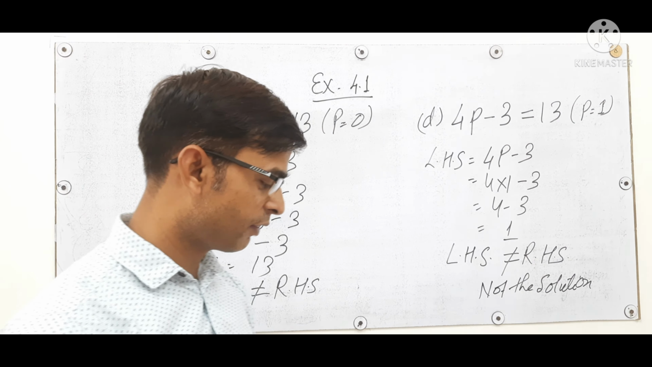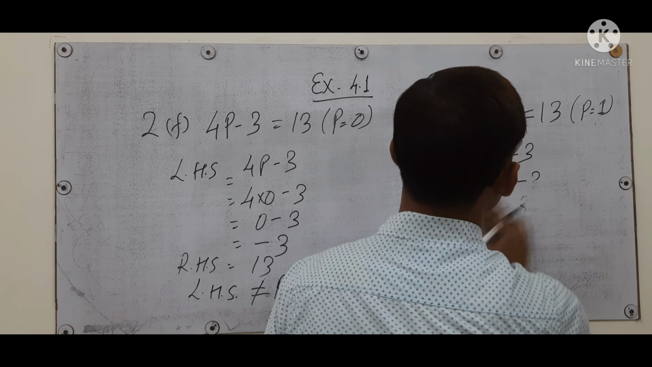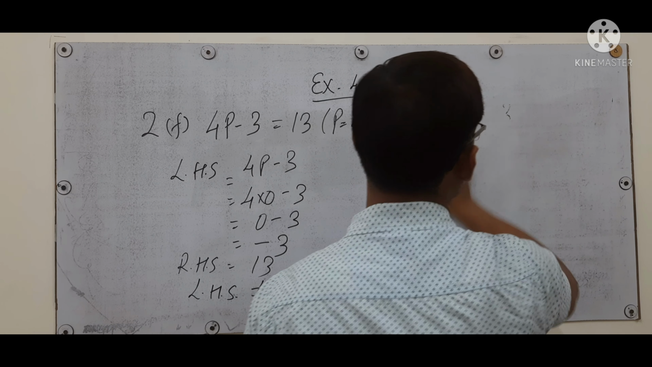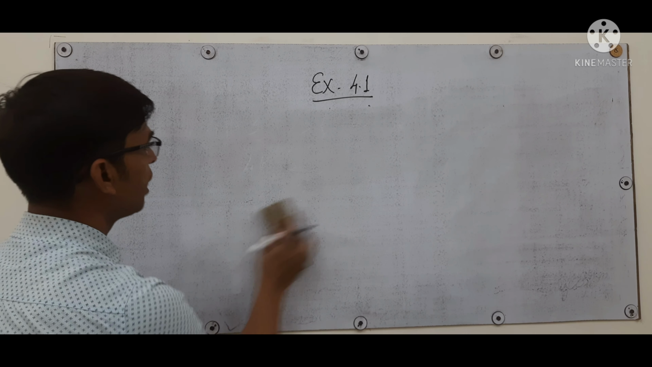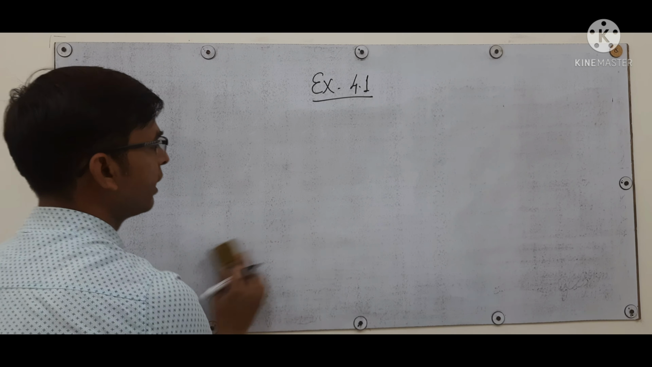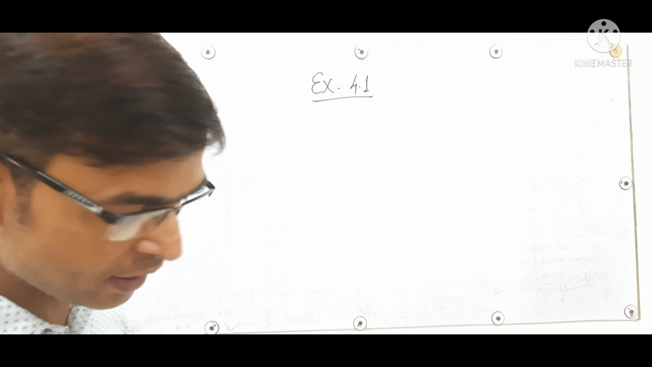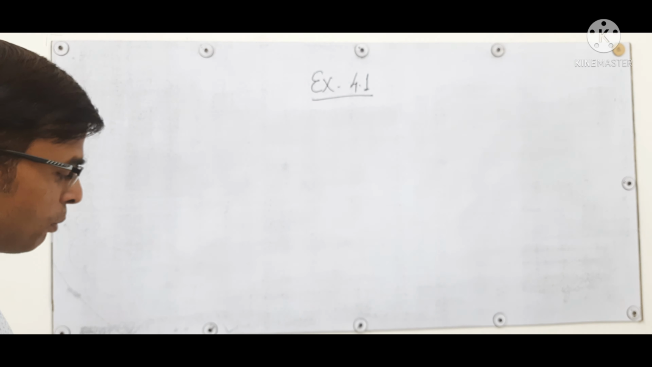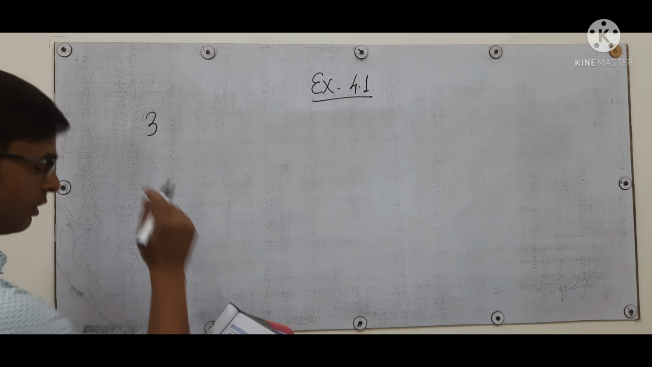Okay students, now we will proceed to solve part 3. Question number 3 you can check on your screen also. Here we have to find the solution by the hit and trial method. So what is the hit and trial method? In this method we simply put a value and check whether it is the solution or not.